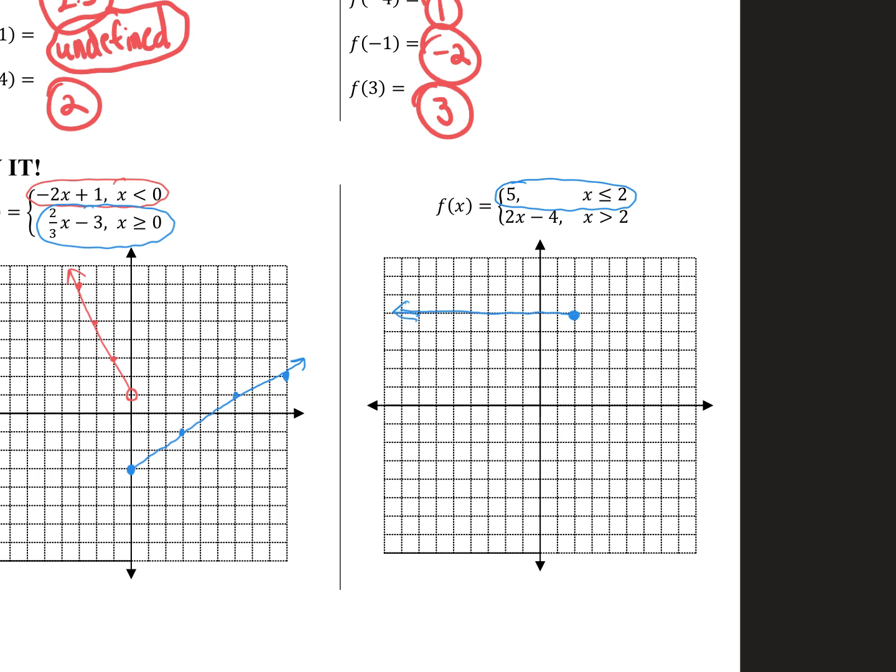And the next one, we got 2x minus 4, where x is greater than 2. So the y-intercept's at -4, 1, 2, 3, 4. I got to go up 2 over 1, up 2 over 1, and I'm going to start where x is greater than 2. So I'm going to have an open point here, and then continue with my slope, up 2 over 1, up 2 over 1, up 2 over 1. And again, notice that this graph in red represents the function y equals 2x minus 4, where x is greater than 2.